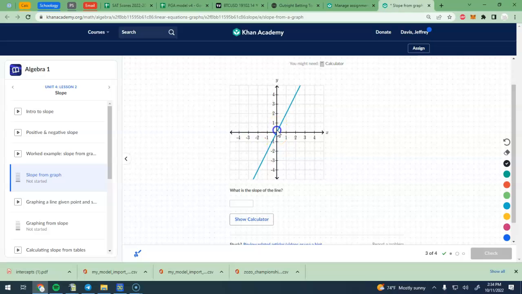So let's do this one a little differently. I know there's a point there and a point there. I went up 2. I went to the right 1. That's rise over run. 2 over 1 is 2. There's your answer.